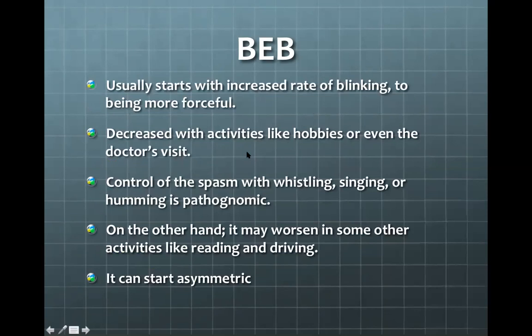So the benign essential blepharospasm usually starts with only an increased rate of blinking, and then becomes more forceful with time.